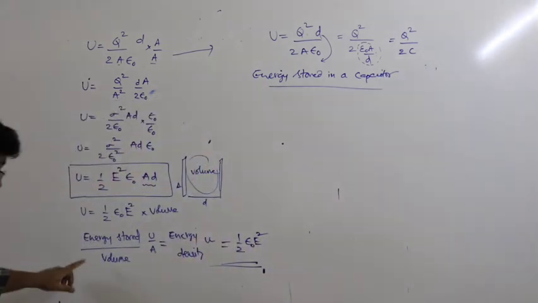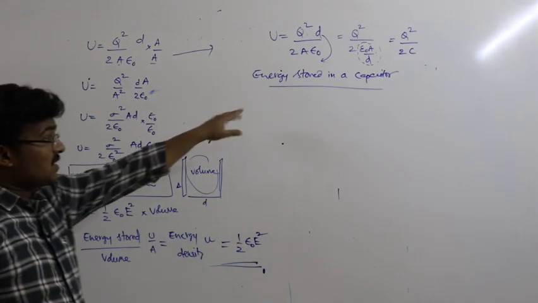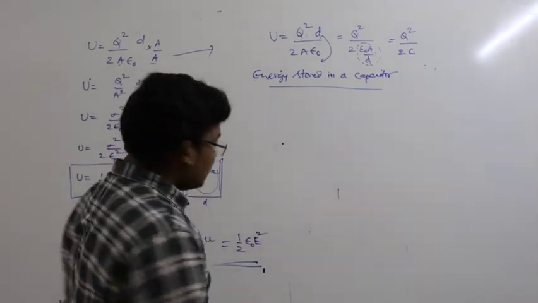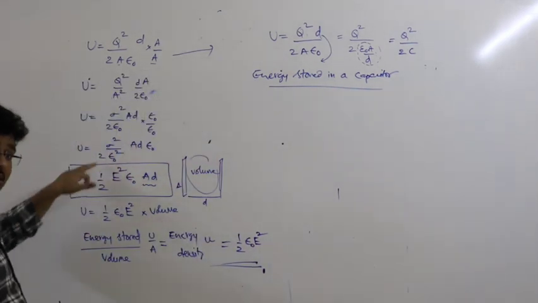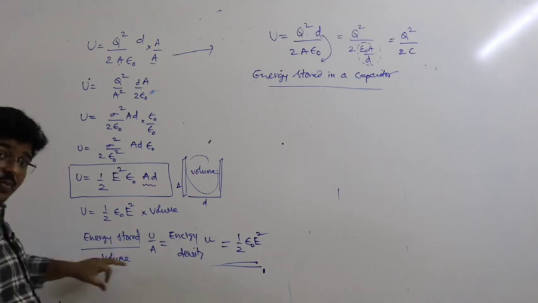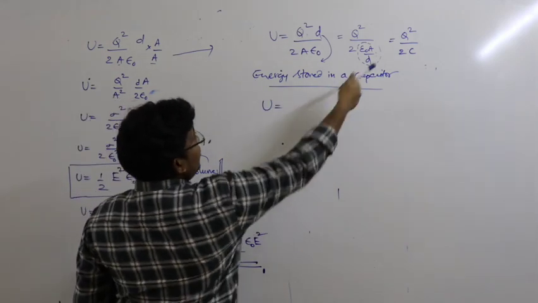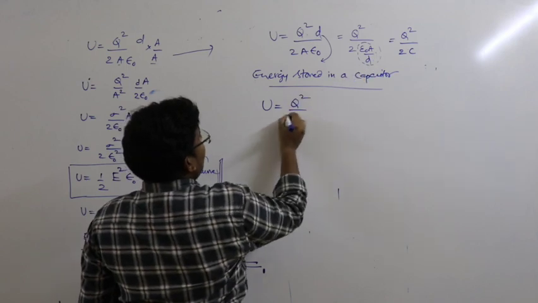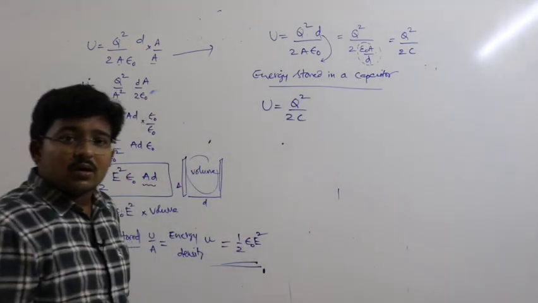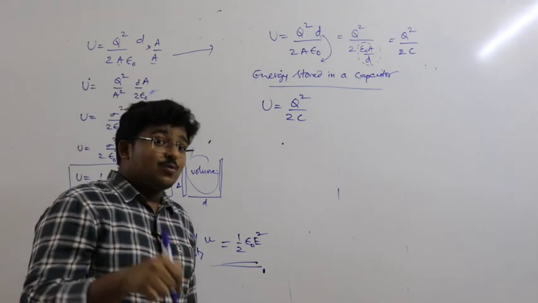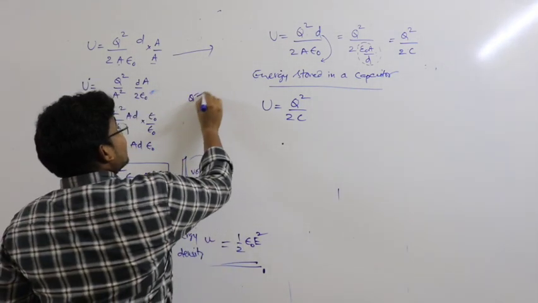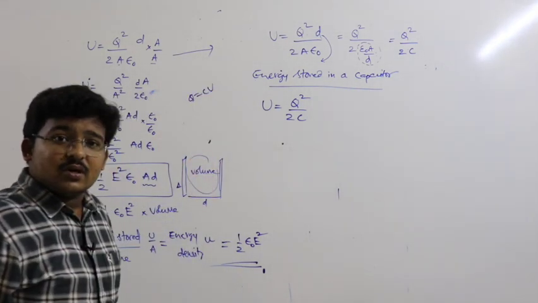So this is energy density and this is energy stored. There are various forms. This is total energy and this is energy density per volume. Now energy stored U is equal to, what is the form you got? Q square upon 2C. But you have one more thing. As you know, Q is equal to CV.